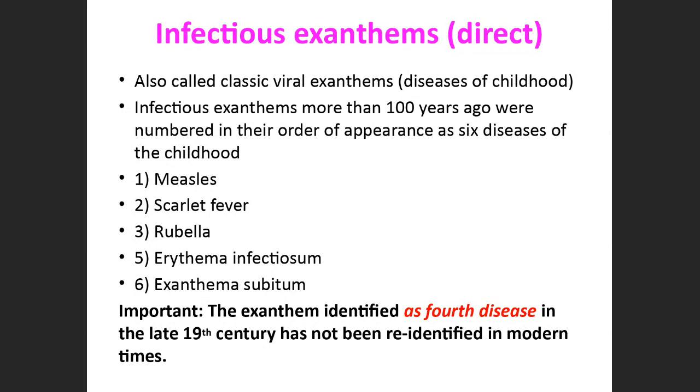Infectious exanthems, these were discovered and numbered according to how they have appeared. First is measles, followed by scarlet fever, rubella, erythema infectiosum, exanthema subitum. Now here, there's another exanthem which is identified as fourth disease. It was identified around the 19th century, but it was not seen after that again.